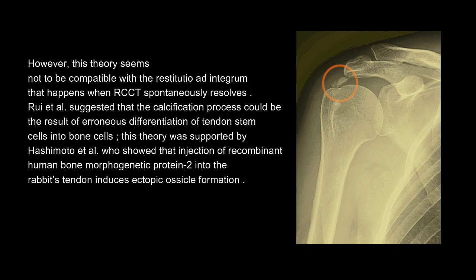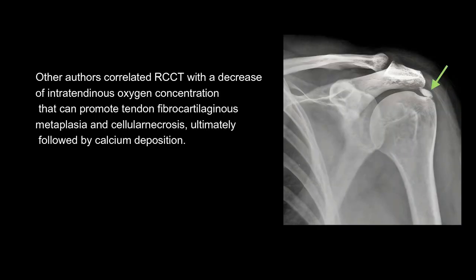Rui et al. suggested that the calcification process could be the result of erroneous differentiation of tendon stem cells into bone cells. This theory was supported by Hashimoto et al., who showed that injection of recombinant human bone morphogenetic protein 2 into the rabbit's tendon induces ectopic ossicle formation. Other authors correlated RCCT with a decrease of intratendinous oxygen concentration that can promote tendon fibrocartilaginous metaplasia and cellular necrosis, ultimately followed by calcium deposition.